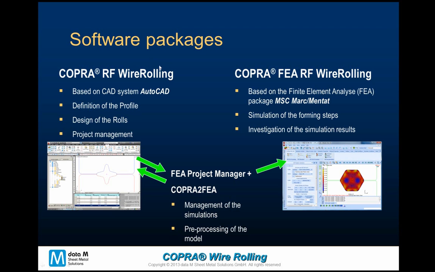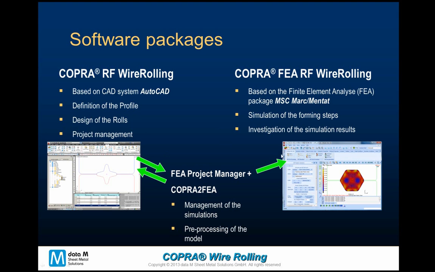The software packages are split into two parts, like the roll forming part. We have the design portion of wire rolling and we have the simulation portion. The design portion is based on the CAD system AutoCAD, where you can do the definition of the profile, the definition of the intermediate steps, the forming steps, which is quite important, and where you can do an automated roll design and, of course, underlaid project management.